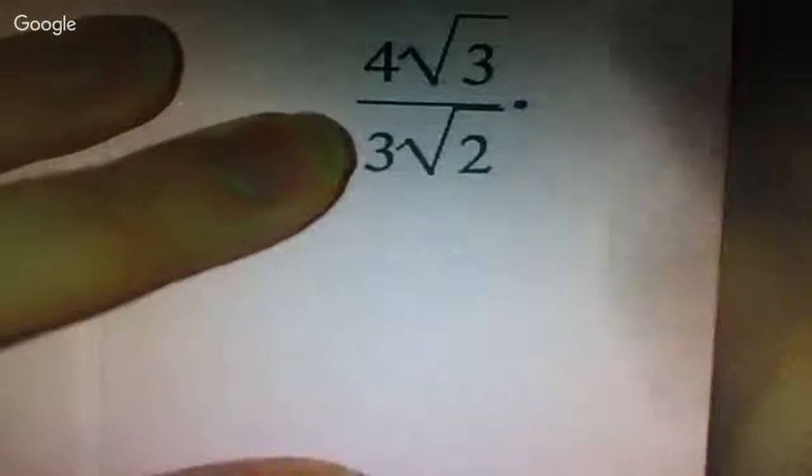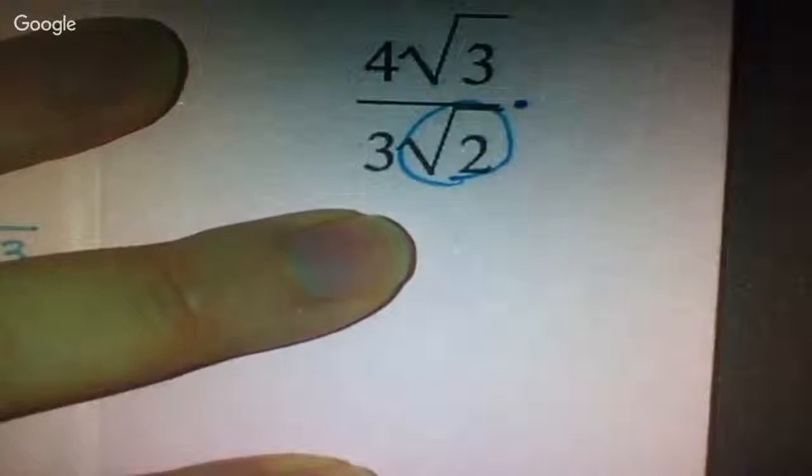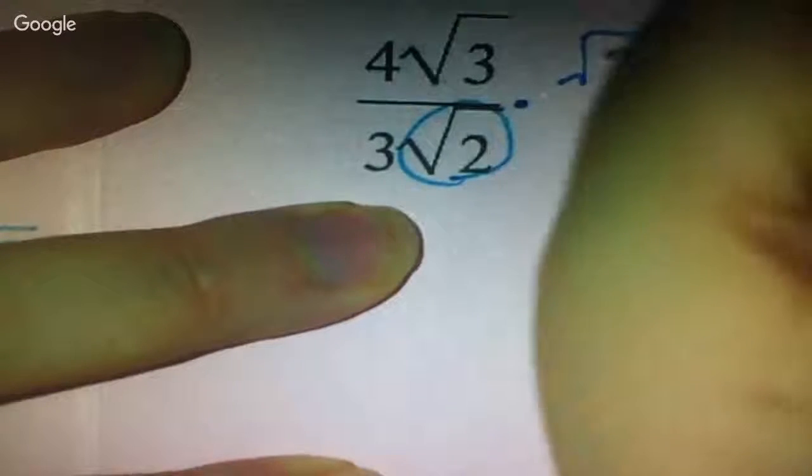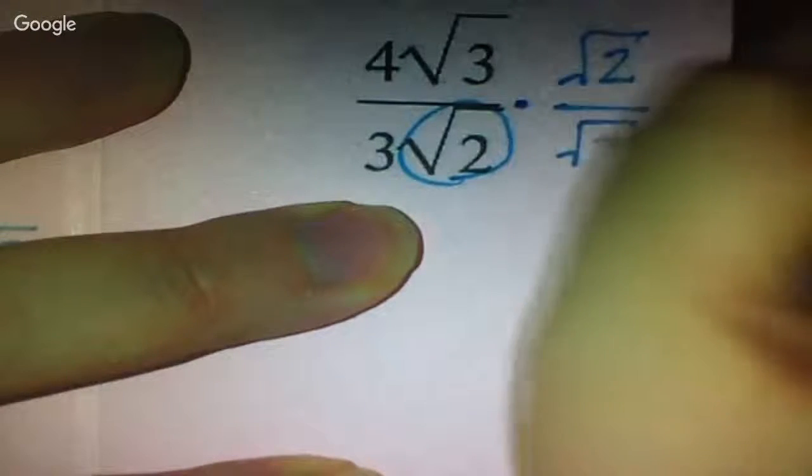However, I don't have to multiply by 3 square roots of 2. I only have to multiply by the square root of 2, because all I'm trying to get rid of is this. That's all I'm trying to get rid of. So we're going to multiply by the square root of 2 over the square root of 2.